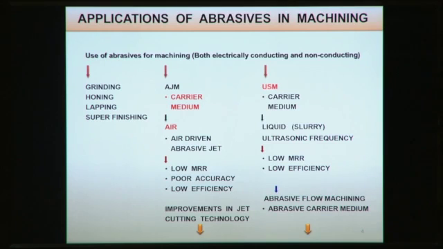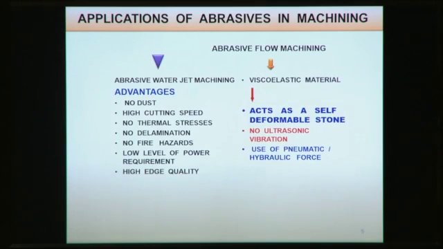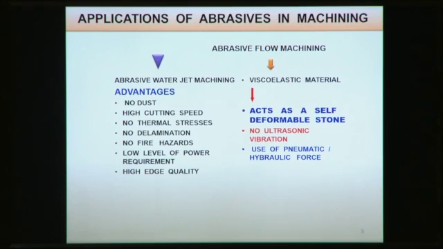Another process where loose abrasive is used is the abrasive flow finishing process. Here a viscoelastic base medium is used, which acts as a self-deformable stone, and there is no ultrasonic vibration of the tool as in ultrasonic machining. Pneumatic or hydraulic force is used to reciprocate the media from the top media cylinder to the bottom media cylinder. While the media flows, it is moved through the finishing zone, and in this way polishing is done. In the abrasive water jet machining process also, loose abrasive particles are used.